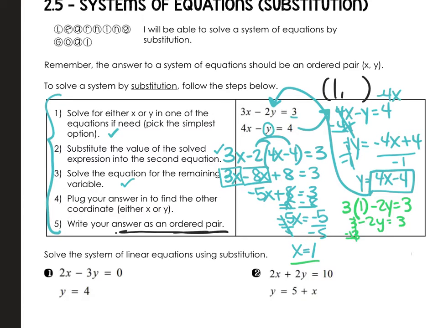Okay, minus 3 from 3 gives you 0, and if I divide by negative 2, 0 divided by any number is just 0. So that makes my y coordinate 0. And that would be a 1 solution.